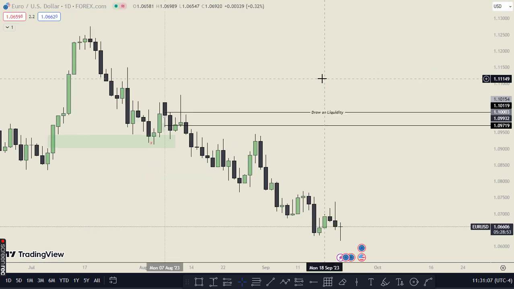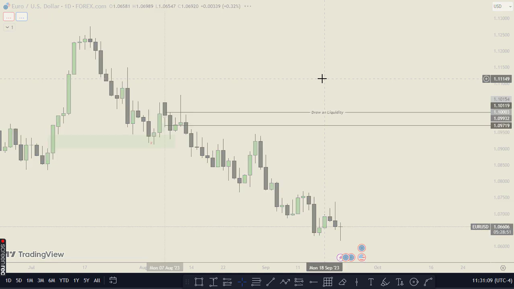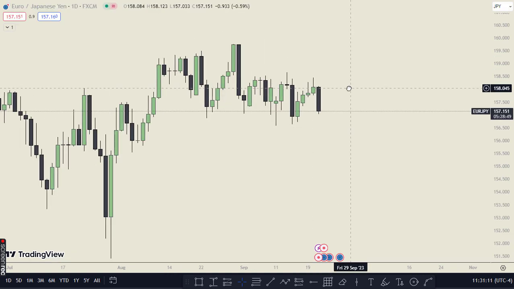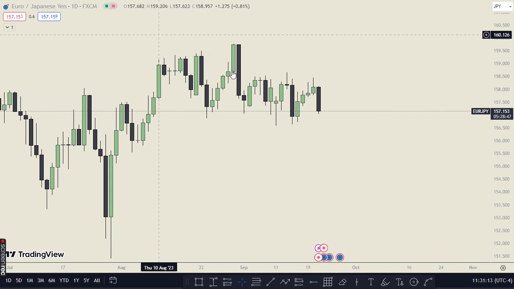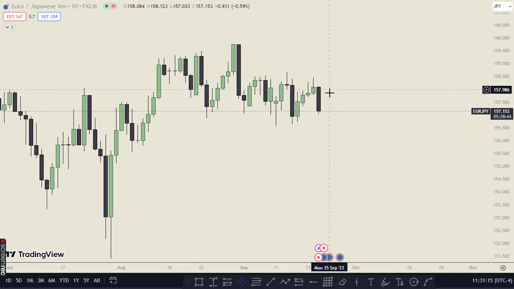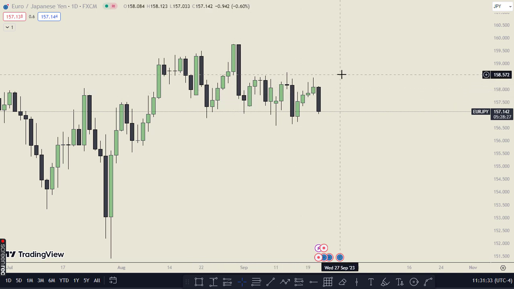Let's see another pair. All right, this is EU. All right, this is a nice pair. This is euro against Japanese yen. Again, this is not a clean chart, guys. This is a directionless pair. We are on a range. So again, I'm not interested in this pair.